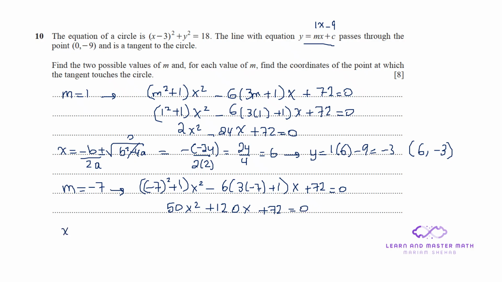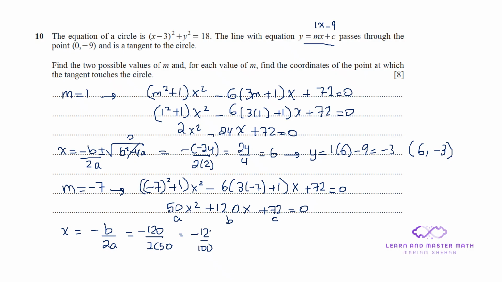Find x again, and this is negative b over 2a as the discriminant is 0 here. Well, there's a way to check your work is correct: you will get b squared minus 4ac equal to 0. This is a, b, c here. B is 120, so negative 120 over 2 times 50. This will result with negative 12 over 100.